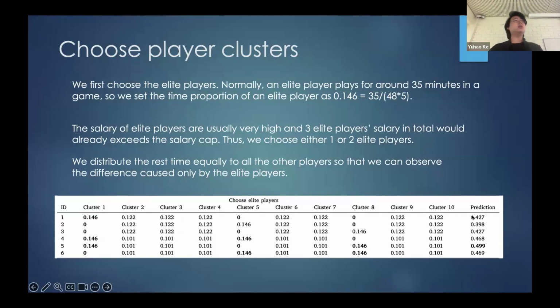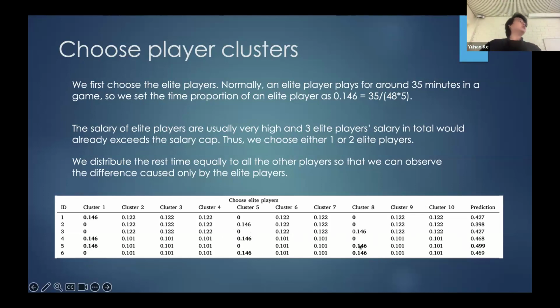Then using the neural network, you can get the prediction, the probability to win the first round, which is 0.427. That is very low. We don't want that. Then you choose only from cluster 5, only from cluster 8, and all the other combinations: cluster 1 and 5, cluster 1 and 8, cluster 5 and 8. You try all of them, and you find that this one has the highest probability, around 0.5. And this one is cluster 1 and cluster 8.